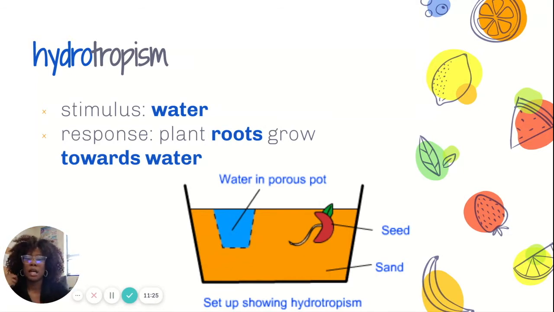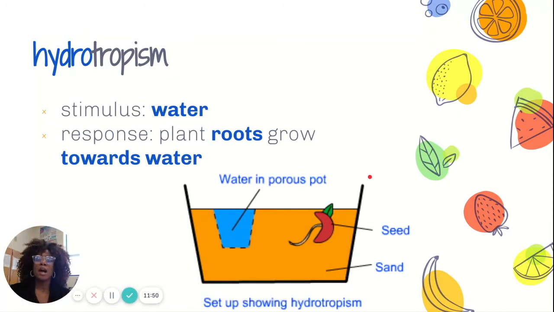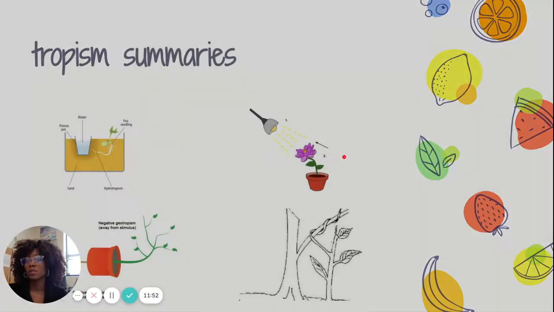So there is a bucket, right? This bucket has a seed. That seed, as we know, is an embryo, so it's going to grow into a plant once it begins to germinate. And right over here, there is water in a porous pot. So this seed is going to begin to grow towards that water. It would not grow away from the water. It's always going to grow towards that water because plants need water to survive. So they naturally have an instinct to grow towards water.